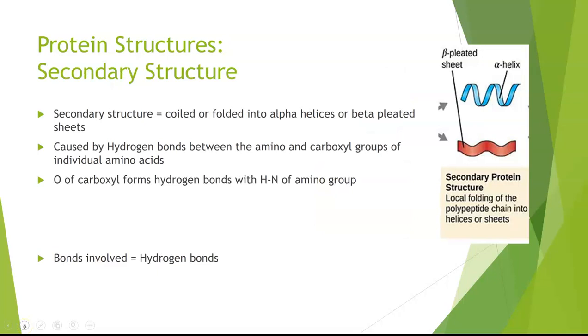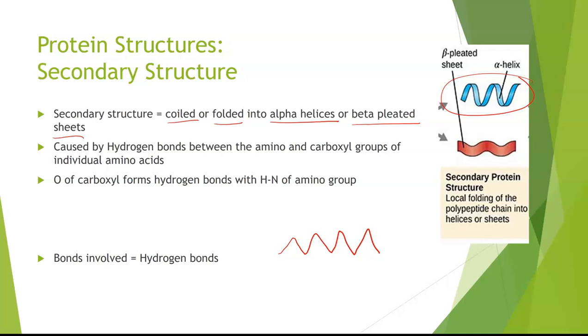The secondary structure of a protein, there are 2 different things that can happen here. The secondary structure is where that amino acid chain is either coiled or folded. So it can be coiled up into an alpha helix, which is the structure right here, or it can be folded into what's called a beta pleated sheet, which is kind of a zigzagging sheet. If you took a piece of paper and folded it like a fan, that would be like a beta pleated sheet. This is caused by the hydrogen bonds between the amino and the carboxyl groups of individual amino acids.